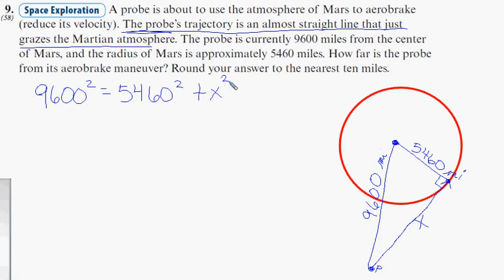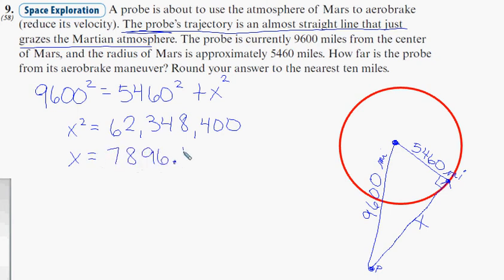Okay, so if I did my math correctly, I got x squared is equal to 62,348,400, I think. So I got for x 7,896.1. Now it said round your answer to the nearest 10 miles.